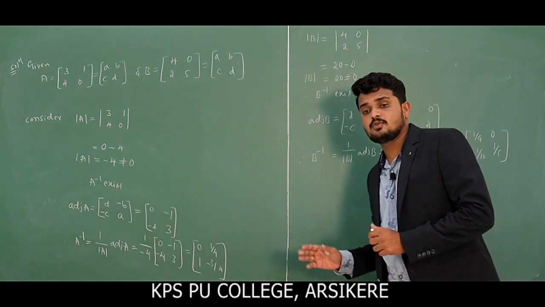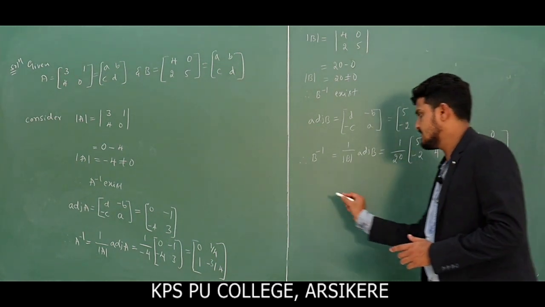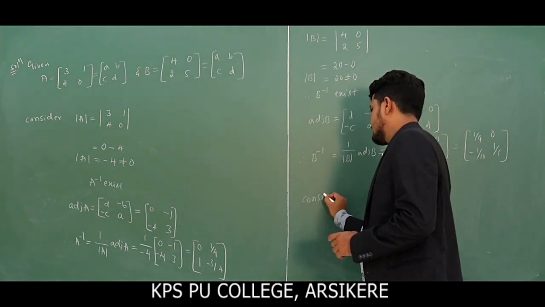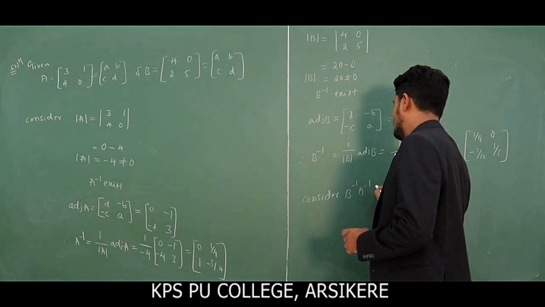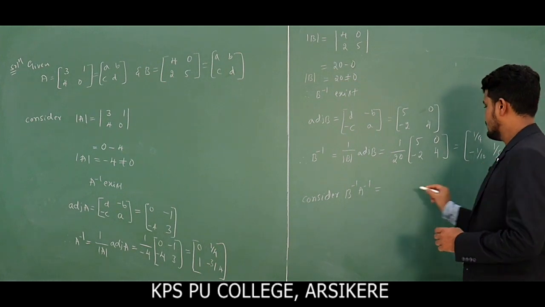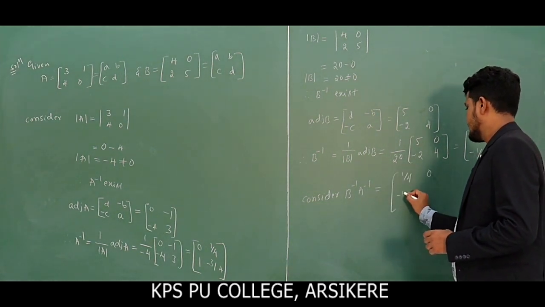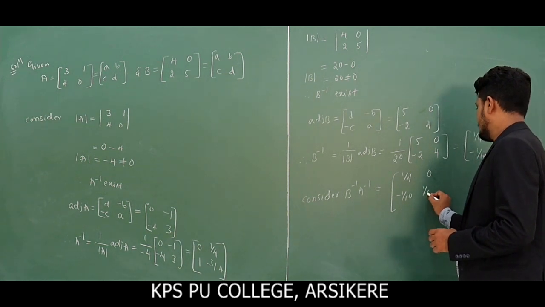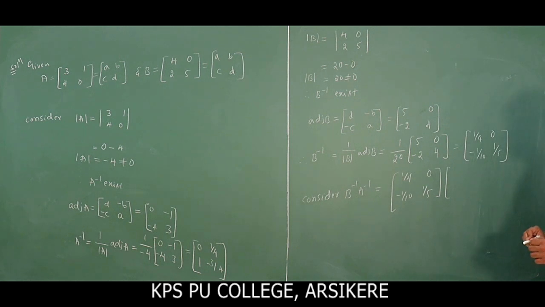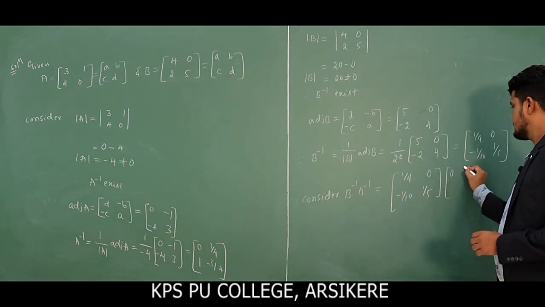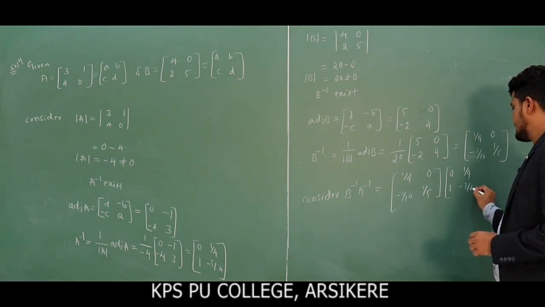But we have to prove that AB whole inverse is equal to B inverse into A inverse. So consider B inverse into A inverse. See here, B inverse value is [1 by 4, 0; minus 1 by 10, 1 by 5] into A inverse. A inverse value is [0, 1 by 4; 1, minus 3 by 4].